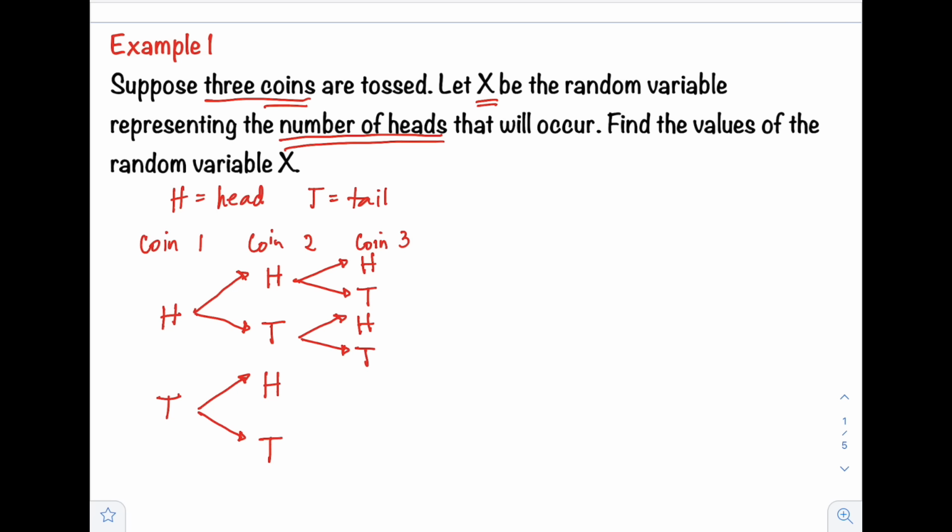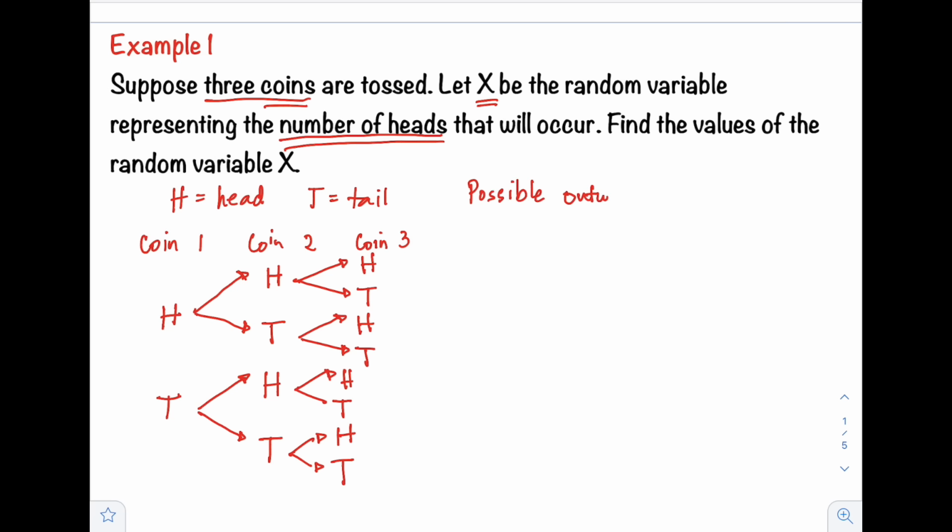Okay? Then, gawin natin yung same procedure dun sa baba na tail yung ating coin 1. So, pwedeng magkaroon din tayo dito ng head, then tail. Then, kung tail naman ang ating coin 1 and coin 2, yung coin 3 natin, possible din naman magkaroon ng head or tail. Okay? Then, after natin magawa yan, pwede na natin i-list down yung ating sample space or yung ating mga possible outcomes.